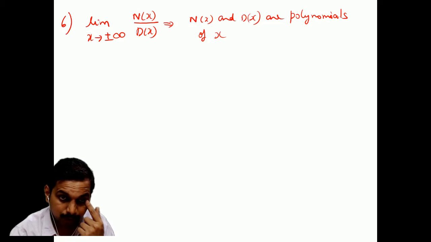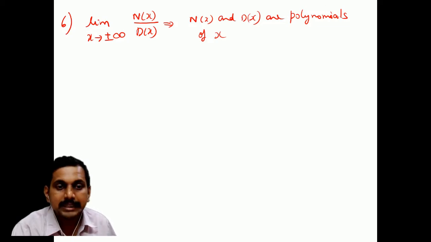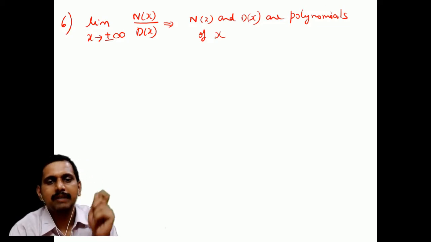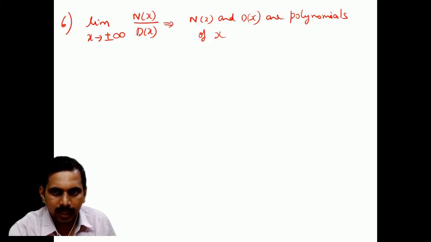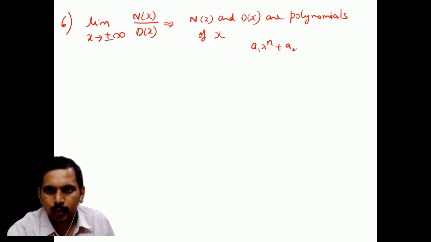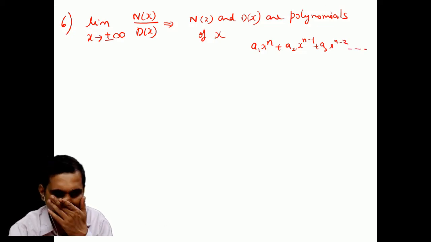Now when you say polynomial, the first thing is degrees. When you say polynomial, it will have degrees. How will the polynomial be? A polynomial can be written as a1 x raised to n plus a2 x raised to n minus 1 plus a3 x raised to n minus 2 and so on. This is a polynomial, correct?